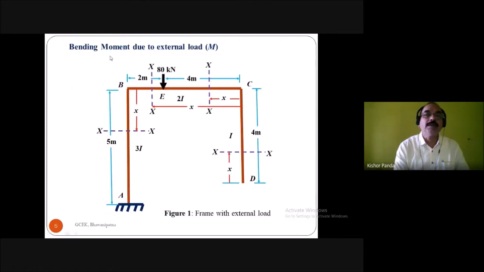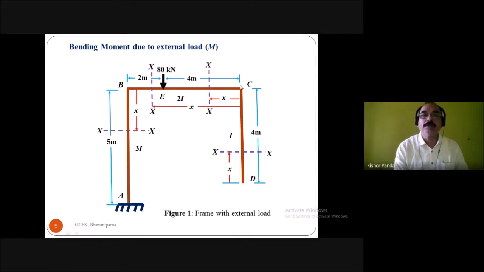First, find the bending moment due to external load. Find the bending moment of each member of the entire structure due to external load. Start with member CD, then take member BC, but in BC you have to take two sections: between E and C one section, and between B and E another section, because of the load. So the right of the load is one section and the left of the load is another. In member AB you also take one section. So here you have to take 4 sections.